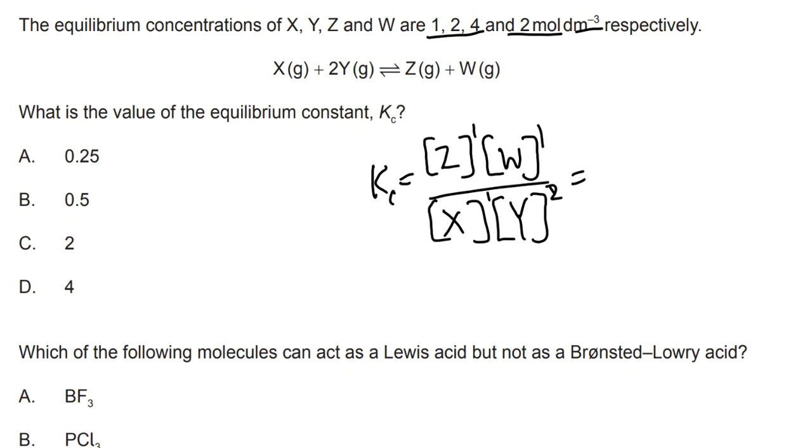Alright, so Z would be 4 moles, W would be 2 moles, and X would be 1 mole, and Y would be 2 moles squared. So 2 squared is 4, 4's cancel out, and we get 2 as our final answer, because 2 over 1. Sorry, not reaction order, equilibrium constant Kc.